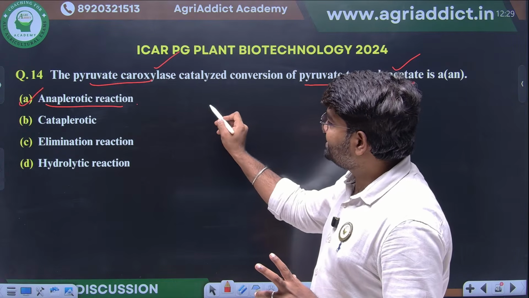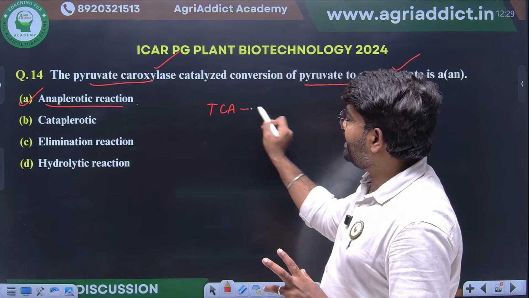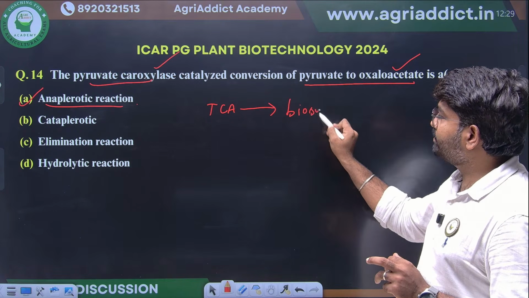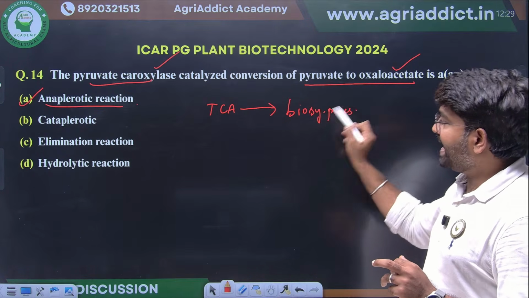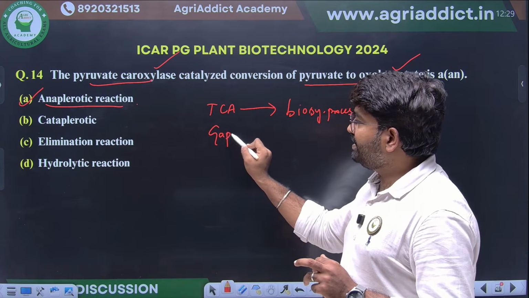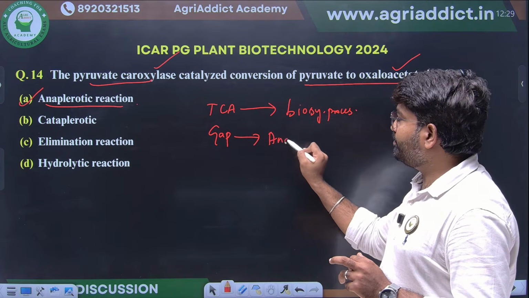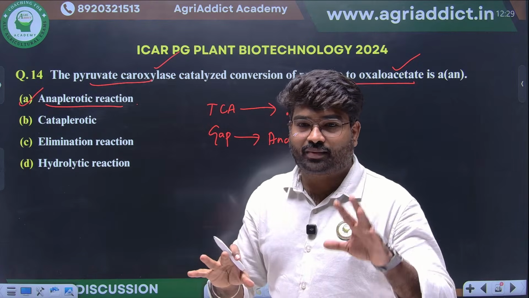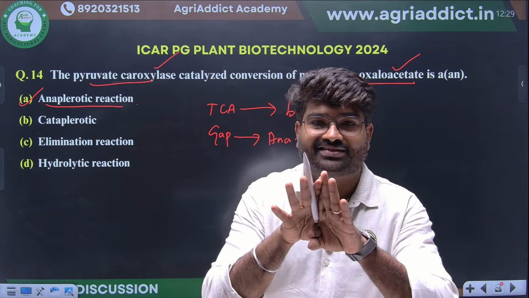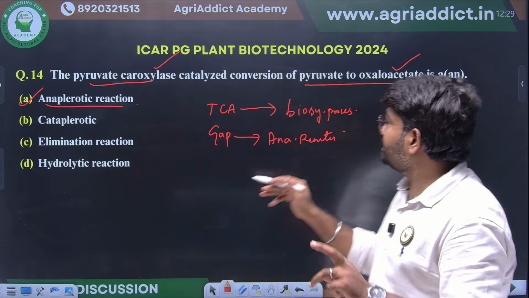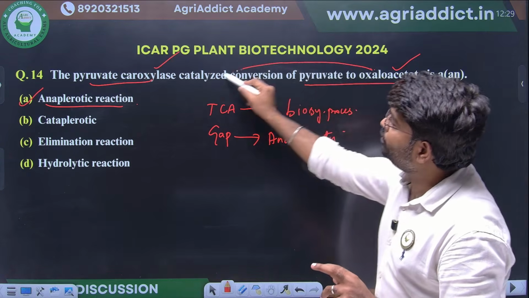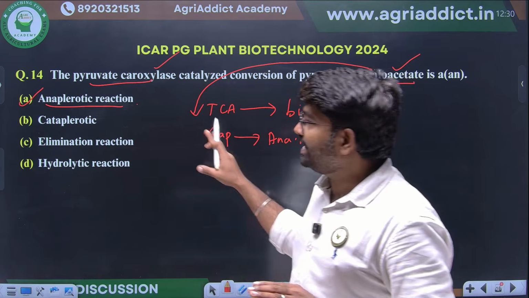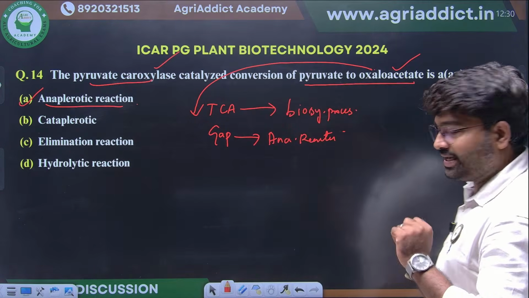Why? Because the intermediates of the TCA cycle can be siphoned off for some biosynthetic processes, and the gap will be filled by an anaplerotic reaction. So this pyruvate carboxylase, the pyruvate will bind with carbon dioxide, that will lead to the formation of oxaloacetate. This will enter the TCA cycle to fill that gap. So this is a type of anaplerotic reaction.